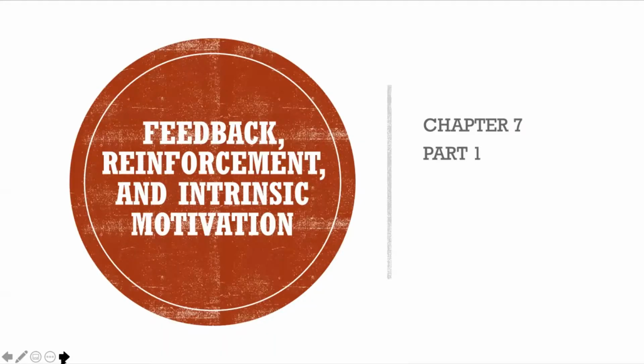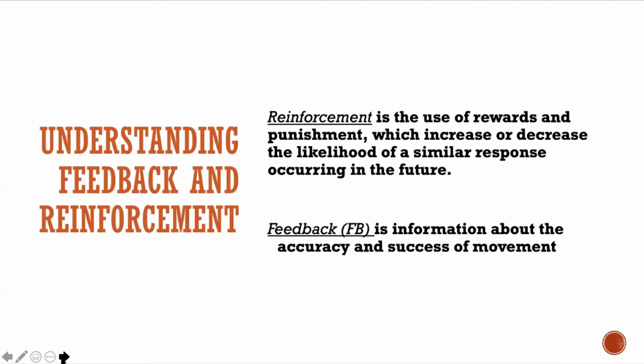Let's get started on part 1 of this chapter. We're going to be talking first about feedback and reinforcement. So first of all, what are the two? Reinforcement is the use of rewards and punishment in order to increase or decrease the likelihood of getting someone to do a particular behavior again. And then we have feedback, which is information about the accuracy and success of movement. Usually this comes in the form of augmented feedback, which is verbal feedback, something you give to someone based on how they perform.